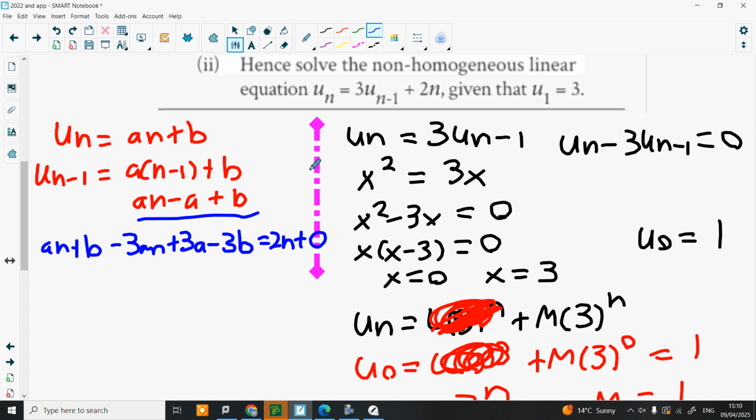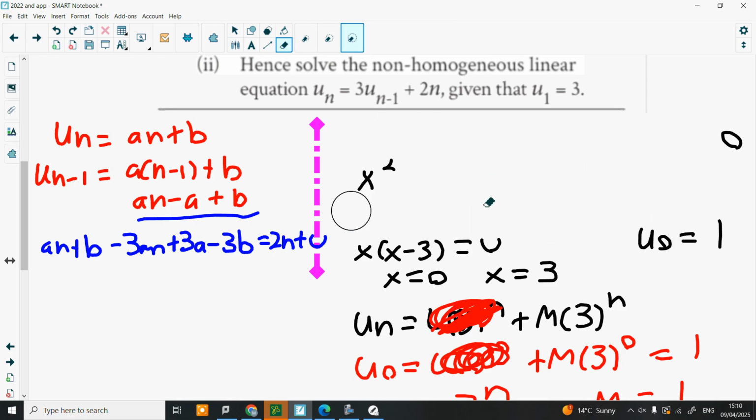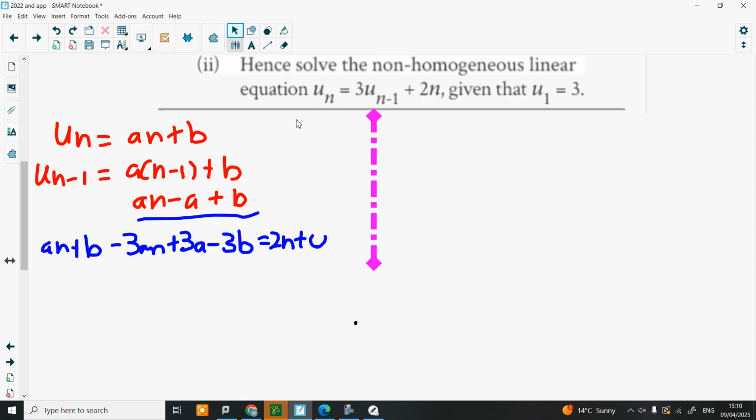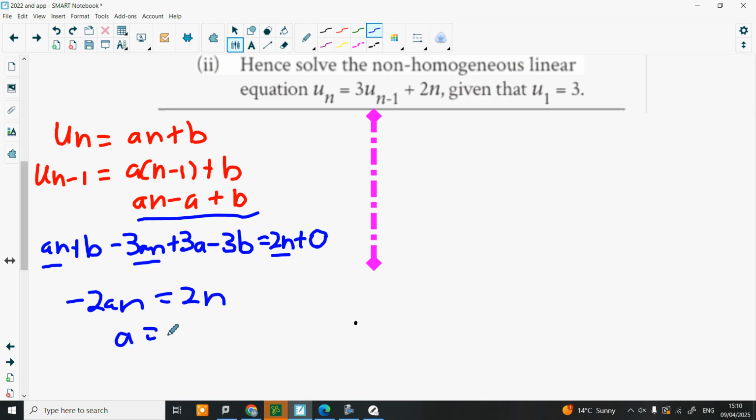Now, loading. My brain is still loading. Yeah, here we go. b is not 0. Well, just as well we did the procedure. Who would have thunk it? Now, this time b isn't 0, all right? So here we go. an minus 3an is minus 2an, and that equals 2n over the other side. So what does that mean for a? Well, a is minus 1.